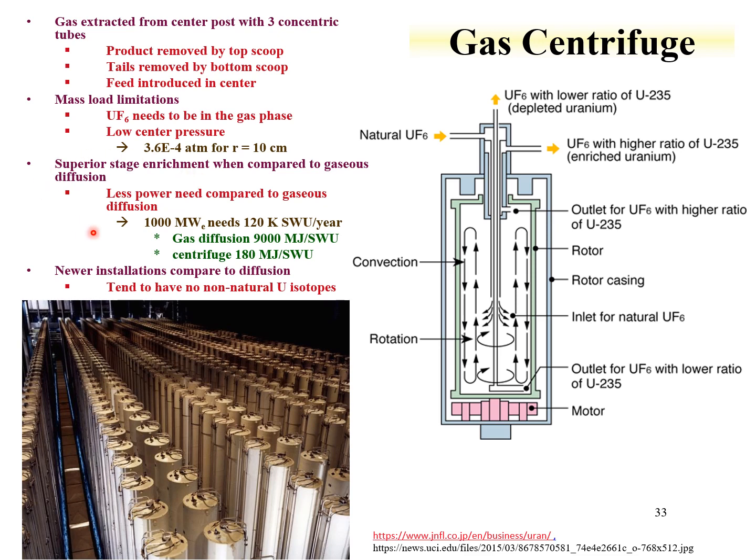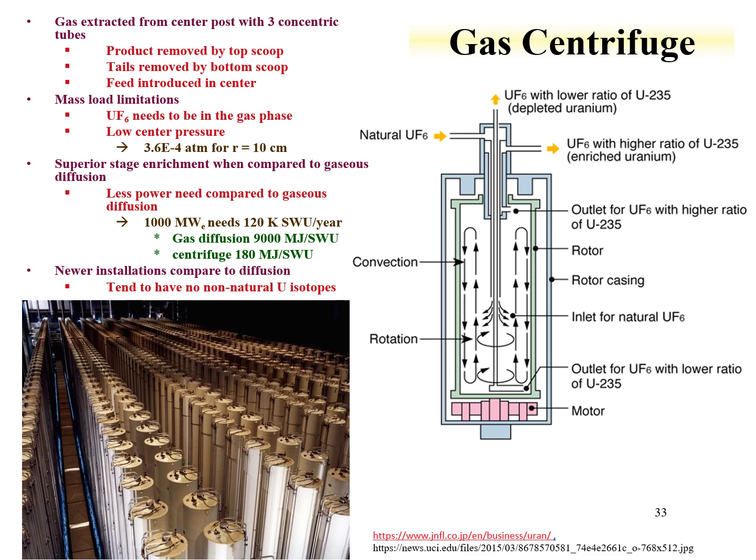So this is superior stage enrichment compared to gaseous diffusion, and it needs fundamentally less power to achieve higher separations. A 1,000 megawatt electric reactor needs 120,000 SWUs, separative work units, per year. In gaseous diffusion, you get on the order of 9,000 megajoules per SWU, whereas the centrifuge is only around 200 megajoules per SWU.